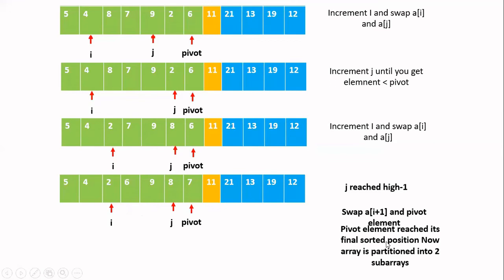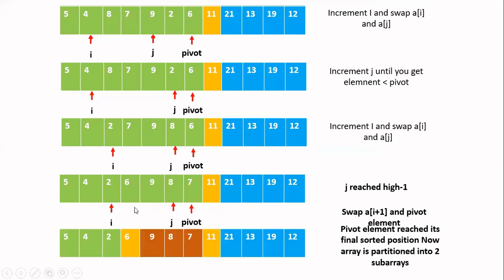Now you have to partition the array into two subarrays. You can see pivot element is nothing but 6. It has reached its final position. How we are saying that pivot element has reached its final position is all the elements to the left of the pivot element are now less than the pivot element, and all the elements to the right of the pivot element are greater than the pivot element. Okay, so now 6 has occupied its final position.